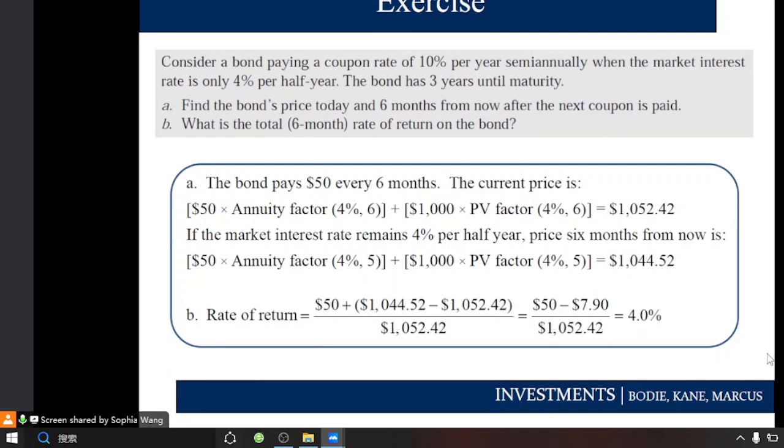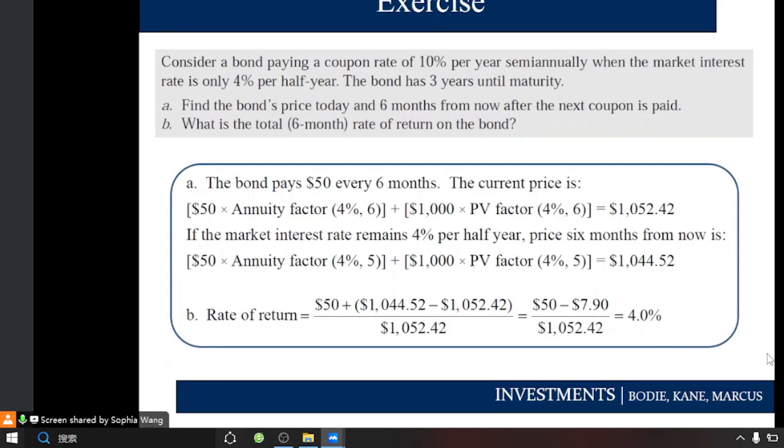If you want to calculate the first one, just use the bond pricing formula directly. And don't forget the important parameters. First, the face value is 1,000, and the coupon rate is 10% per year. So every half year it is 50: 1 year is 100, so half a year is 50.